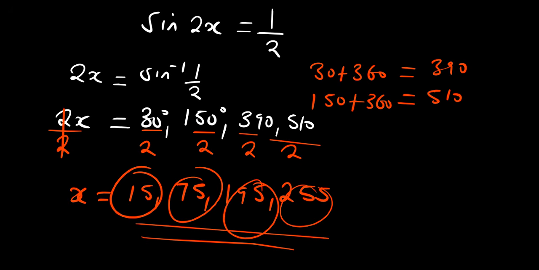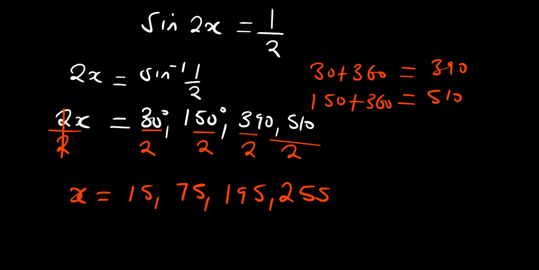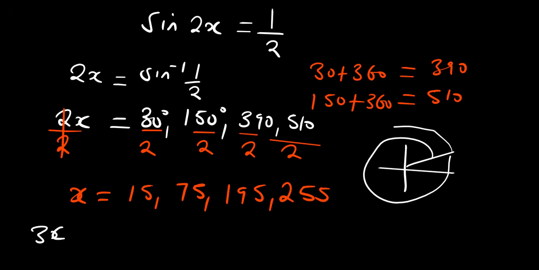Now if we had 3x here, as an example, instead of just having 2x, that would mean after taking 2 revolutions, we are going to take another revolution. This is our 30. We've taken the first revolution that gave us the 30 and the 150. We've taken the second one that gave us 390 and 510. We're going to take another one.